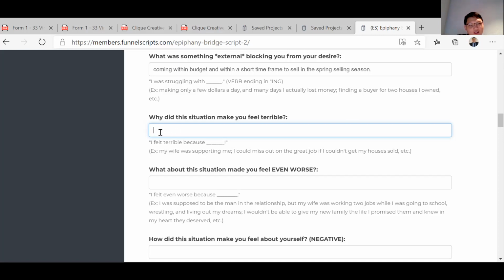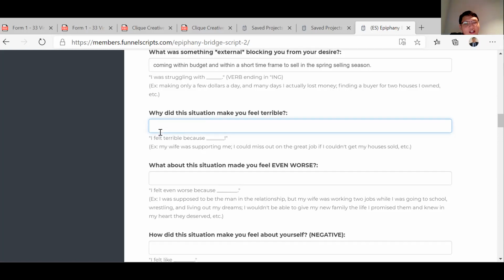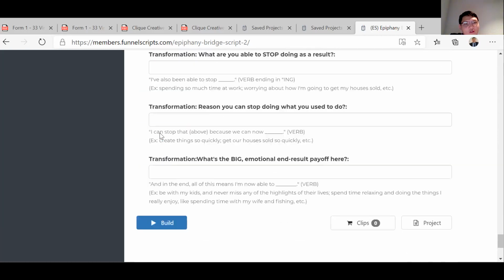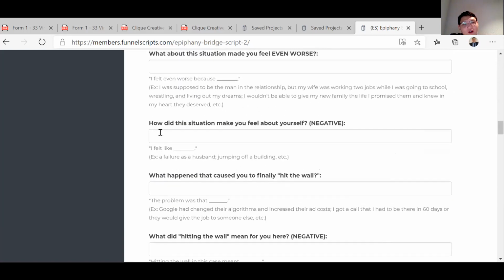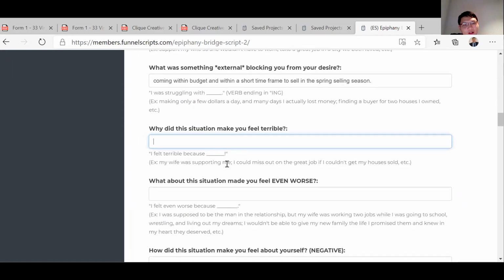Just write down later on. You'll find a story, and it will flow much better. Yeah, maybe it didn't make me feel terrible at all. I mean, just make it up. It's just ridiculous. Whatever. Just write down: I feel terrible because I've signed an agent's agreement and then I promised to sell in a time frame.